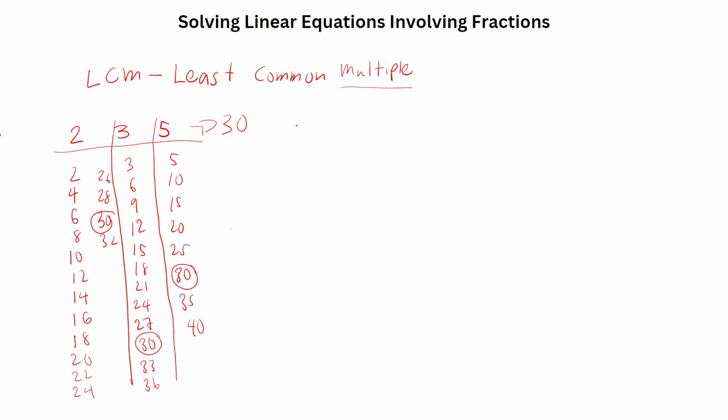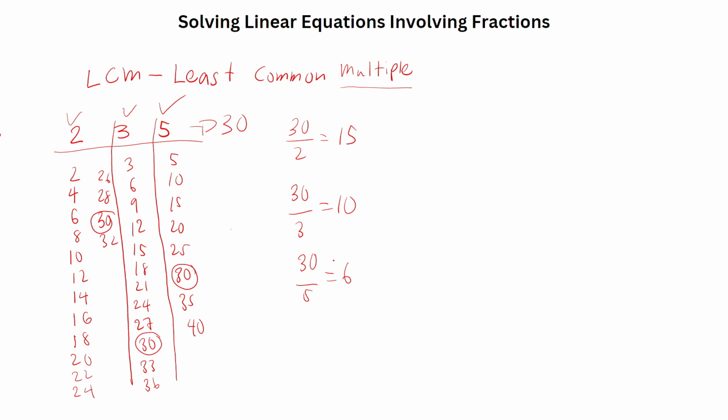Sir, how come 30? It means that 30 is the smallest number divisible by 2, by 3, and by 5. Okay? So let's see. 30 divided by 2 is 15. Exact answer. No decimal point, no remainder. Next, 30 divided by 3 is 10. Also exact. No remainder, no decimals. And then 30 divided by 5, again, that's exact, and that is 6. And we will be applying this in discussing solving of linear equations involving fractions.